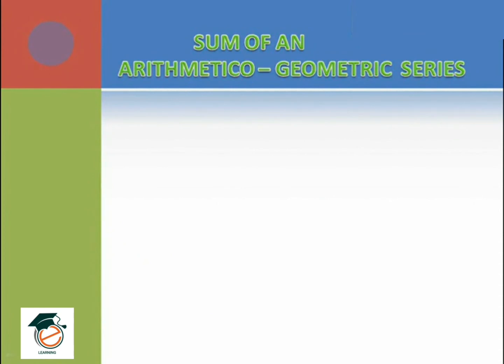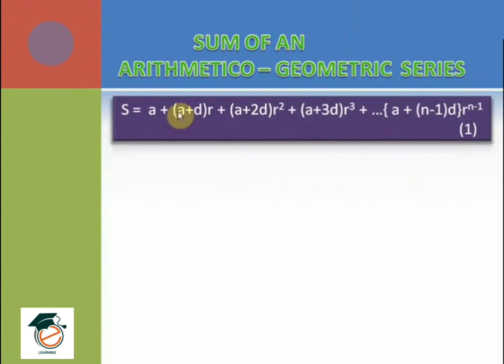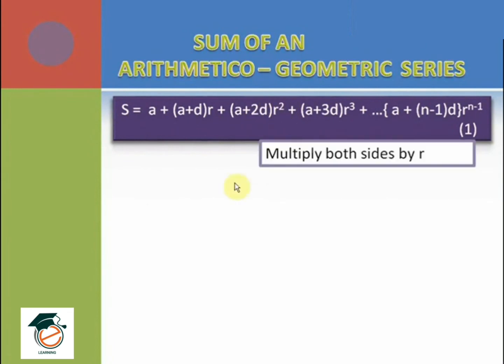We've just seen what is an arithmetico-geometric series. Now let's try to study the method to find out the sum of n terms of an arithmetico-geometric series. So let us say that we have an arithmetico-geometric series as S equal to (A plus D) into R plus (A plus 2D) into R square plus (A plus 3D) into R cube and so on up to (A plus (n minus 1) into D) into R to the power of n minus 1. Let us say that this is equation number 1. S denotes the sum of all the terms which are in arithmetico-geometric series.